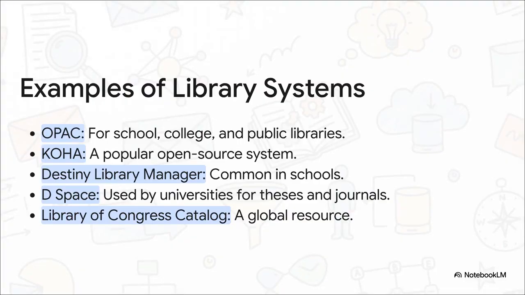And OPAC is just one type of system. Depending on where you are, you might run into systems like Koha or Destiny. A lot of universities use something called DSpace for their academic papers. Honestly, getting familiar with whatever system your library uses is an absolutely non-negotiable first step.